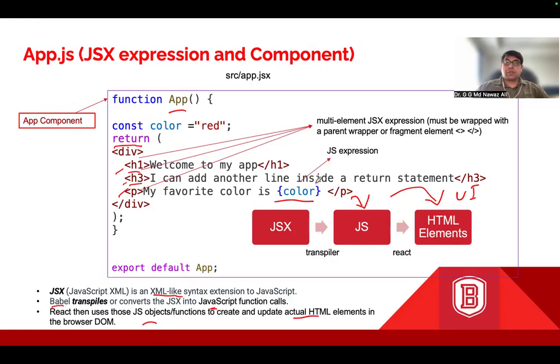This is basically JavaScript. You want to print some value of this color, which is assigned here. If you want to write JavaScript inside the JSX, you need to use curly braces. The other thing is that in JSX, you need to wrap the JSX in a parent component. It can be just a div, or any other HTML element, or a fragment element, like this.